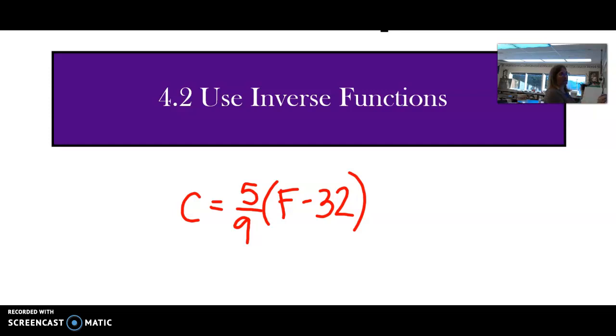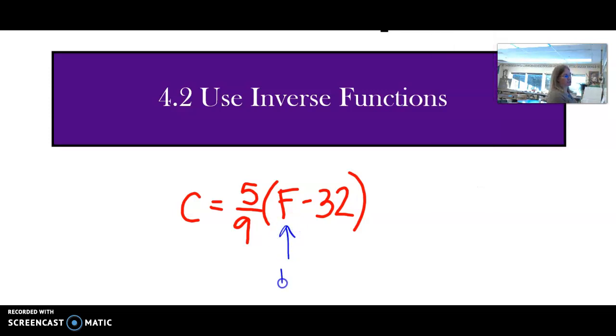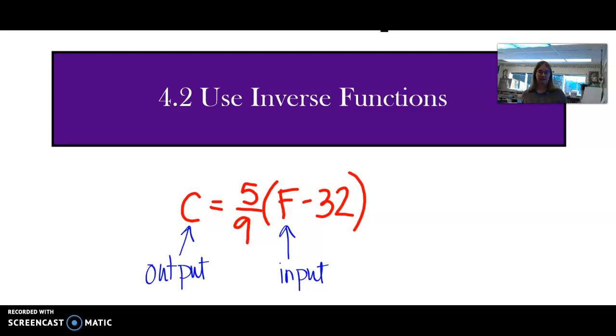The way that it's written right here, your independent variable would be the Fahrenheit temperature. And that's what your input would be. So if you knew what the Fahrenheit temperature is, you could put it in here for F, subtract 32, multiply by 5/9, and you'll get your output, which is what that would equate to in degrees Celsius. So if you know your Fahrenheit temperature, this equation is very helpful for finding Celsius.